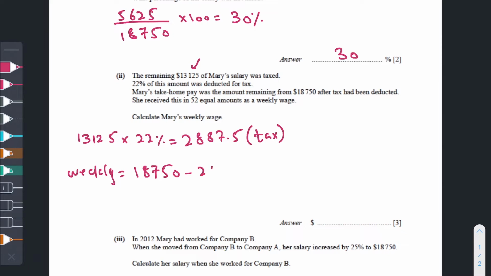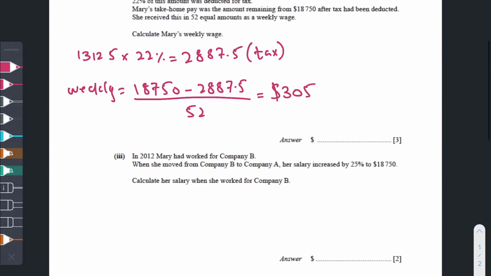You subtract 2887.5 and divide that amount by 52. When you plug this into the calculator, the weekly wage comes out to be $305, and you write your answer over here, 305.